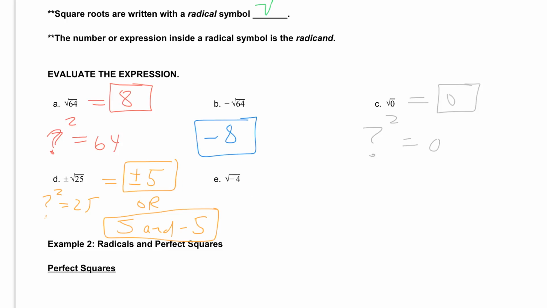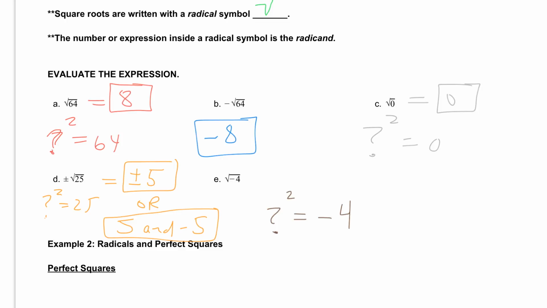And then finally, letter E, we have the square root of negative 4. So we're thinking to ourselves here, what can we take to the second power to give us a negative 4? So what we're really thinking about is what number can we take and multiply by itself to give us a negative 4?